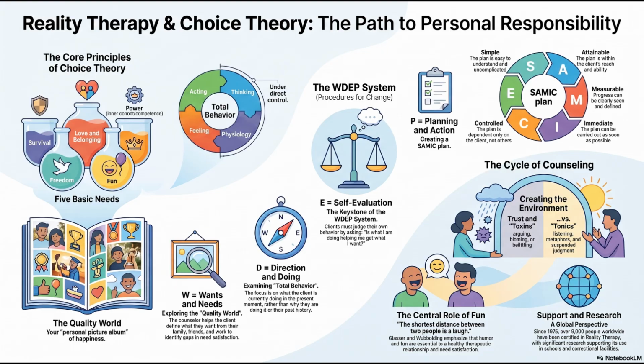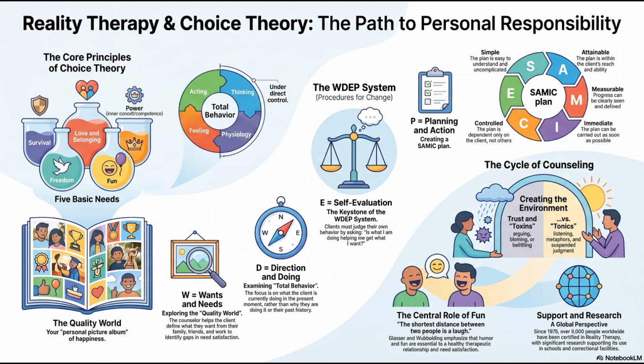Wow. Let's synthesize all of this for you, the listener. We've explored the idea that human behavior is always purposeful. Everything you do is total behavior aimed at fulfilling your genetic needs for survival, belonging, power, freedom, and fun. And we've also unpacked the reality that while we cannot change our history, and we absolutely cannot force other people into our quality world, we do possess immense untapped control over our own doing and thinking. We are the active authors of our present behavior.